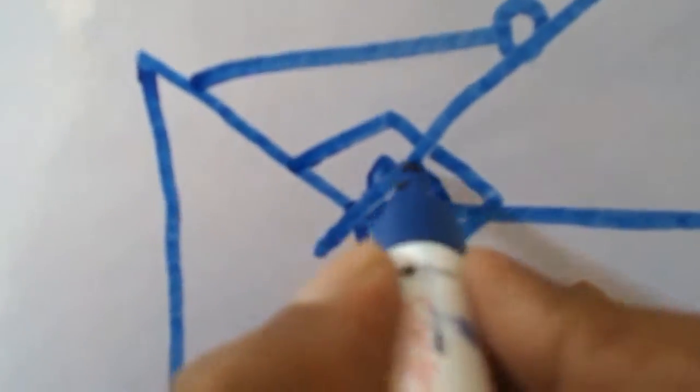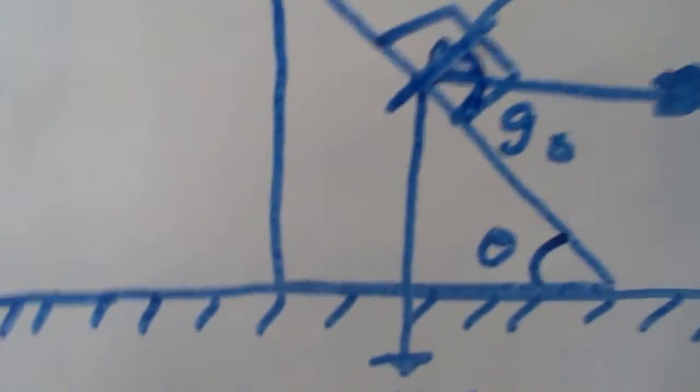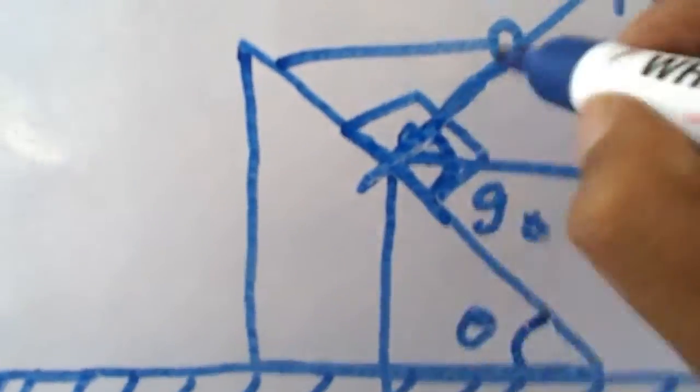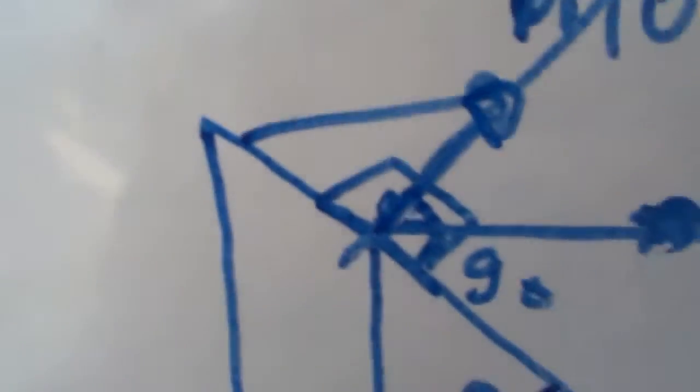What will be this angle? This angle will be 90 degrees, because this is perpendicular. If I say normal reaction, then most of the time, not always, the normal reaction is perpendicular to the surface. This is my surface and this is the perpendicular, so this angle will be 90 degrees. So this should be my normal reaction.